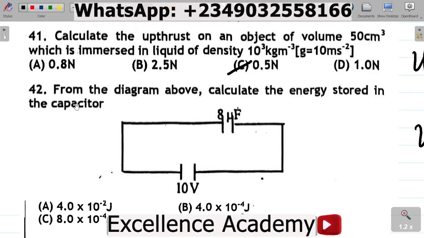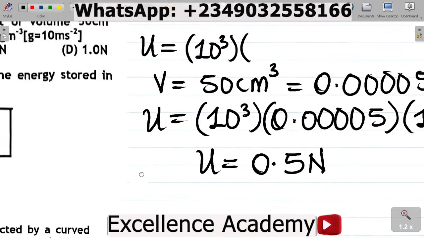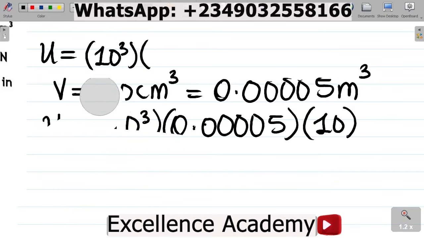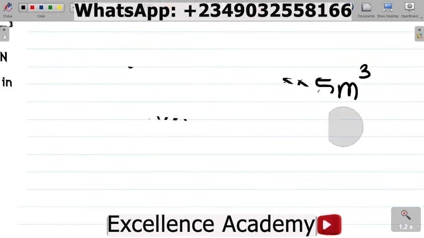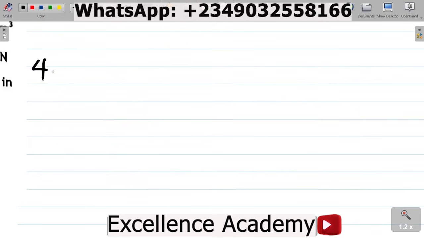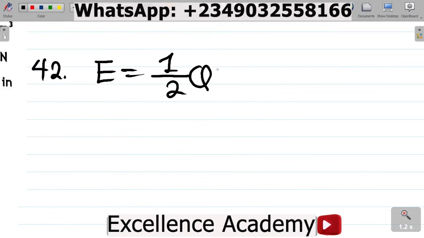Let's look at question number 42. 42 says, from the diagram above, calculate the energy stored in the capacitor, right? Let's get the energy stored in the capacitor. All right, so how do you solve that? Now you want to note that energy stored in the capacitor is given by E, and that's equal to half times charge times voltage.